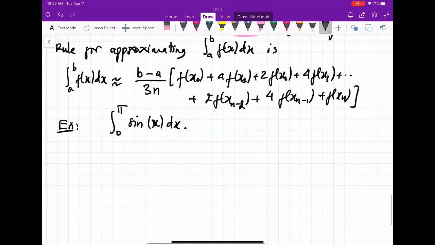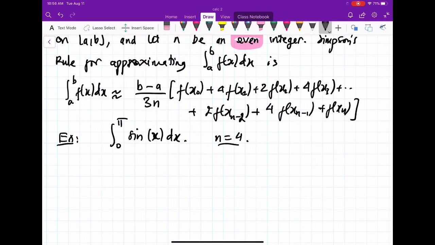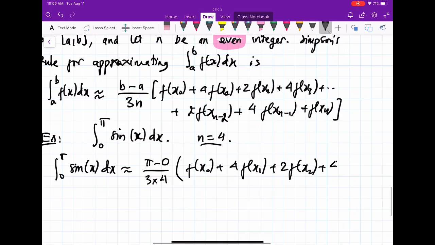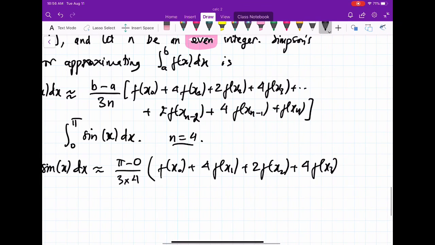Then we have, let's pick n equal to 4 again. We use the Simpson rule. So I have the integral from 0 to pi of psi of x dx is approximately equal to (pi minus 0) divided by 3 times 4. In here I have f of x0 plus 4 f of x1 plus 2 f of x2 plus 4 f of x3 and then plus f of x4.